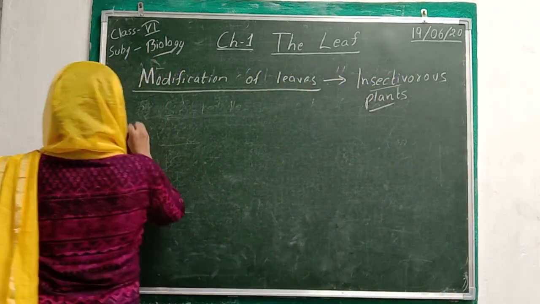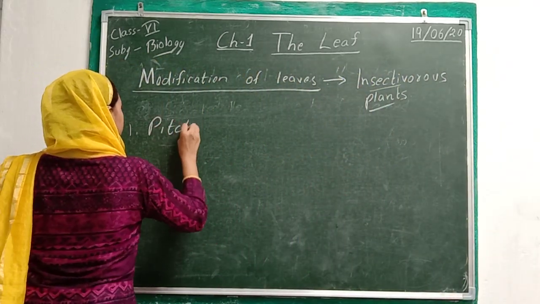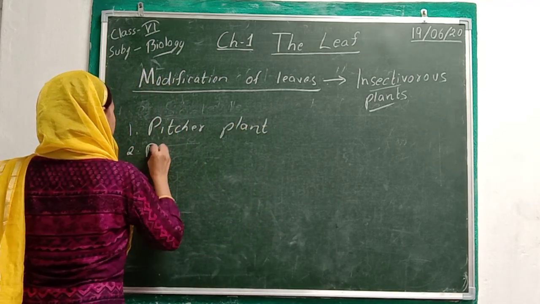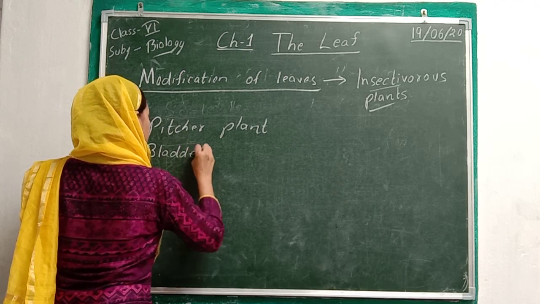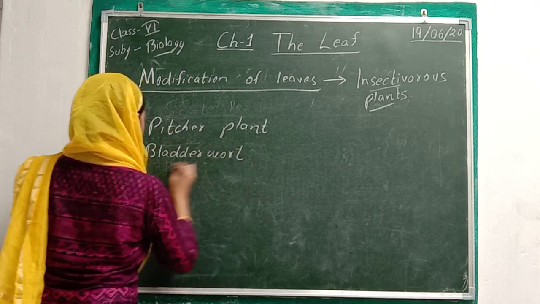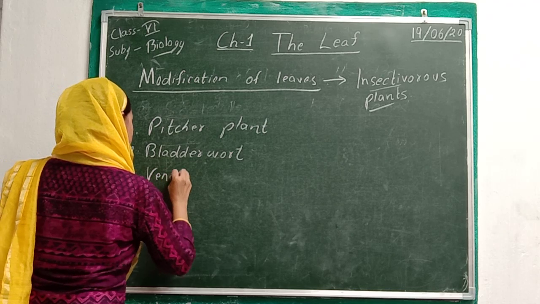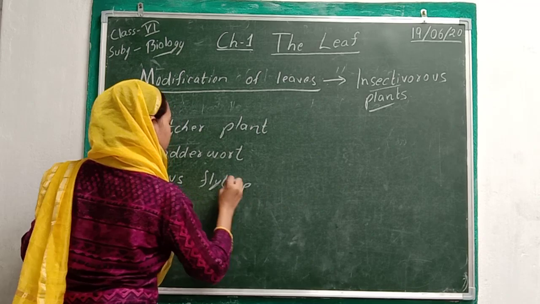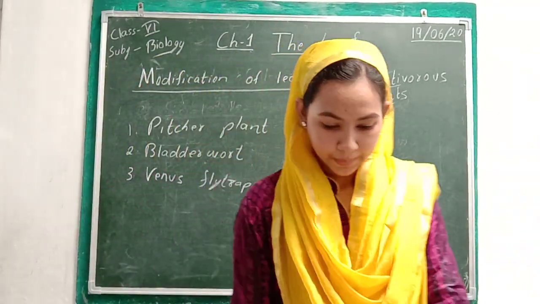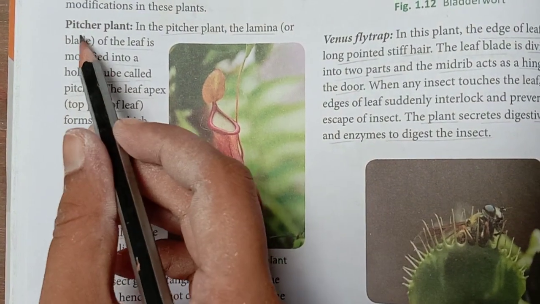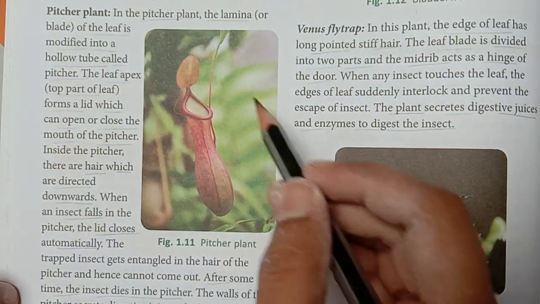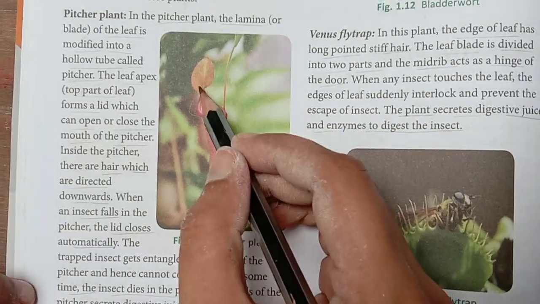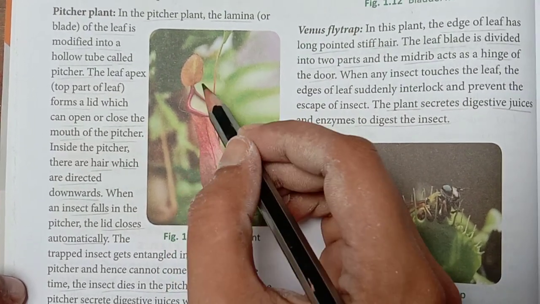An example of this is the pitcher plant. Then there is another example, that's bladderwort. And another example is the Venus flytrap. The first example here is the pitcher plant. Now if you see this plant, here the leaf has been modified into a hollow tube-like structure. And this is the top part of the leaf which has been modified into a lid.